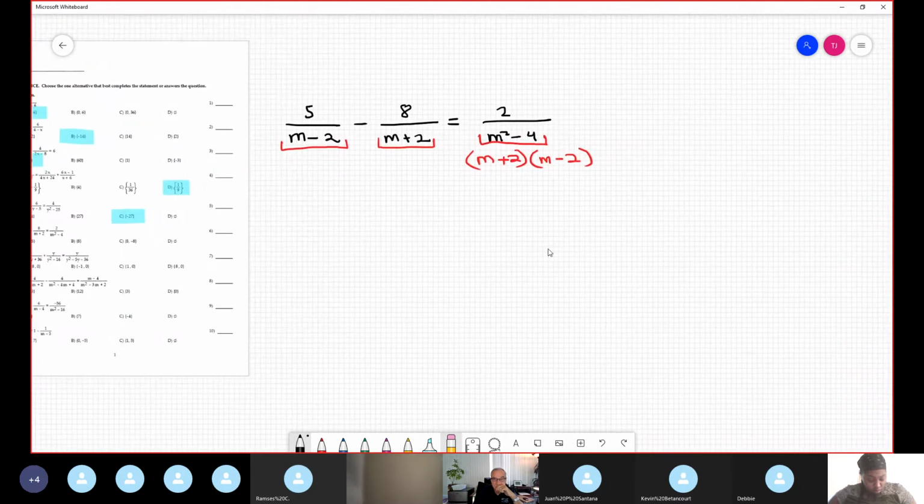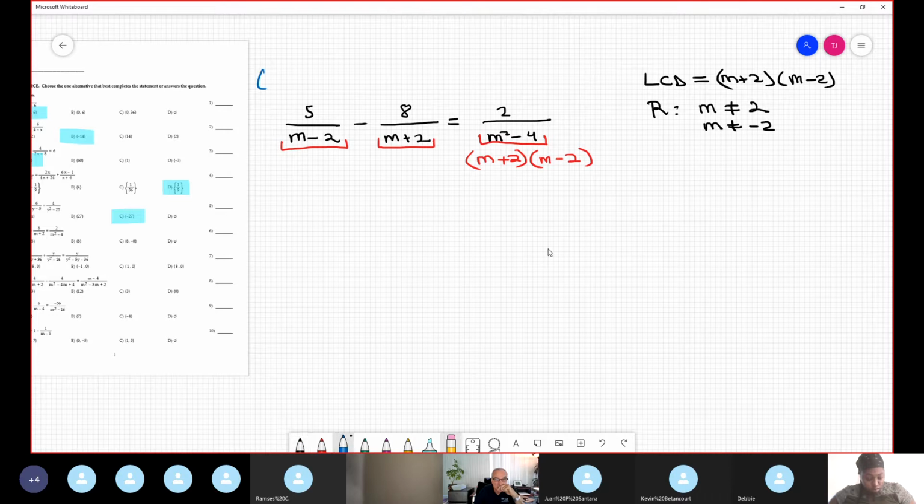So under this consideration, our LCD is m plus 2 times m minus 2. And the restriction associated with this LCD is m not equal to 2 and m not equal to negative 2. Okay, now ready for multiplication. Multiply everything by the LCD, one by one: m plus 2, m minus 2, m plus 2, m minus 2, m plus 2.